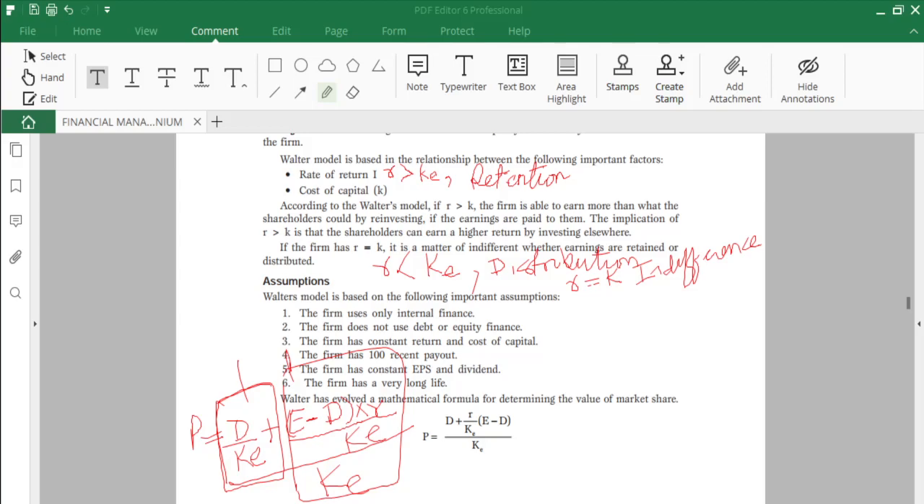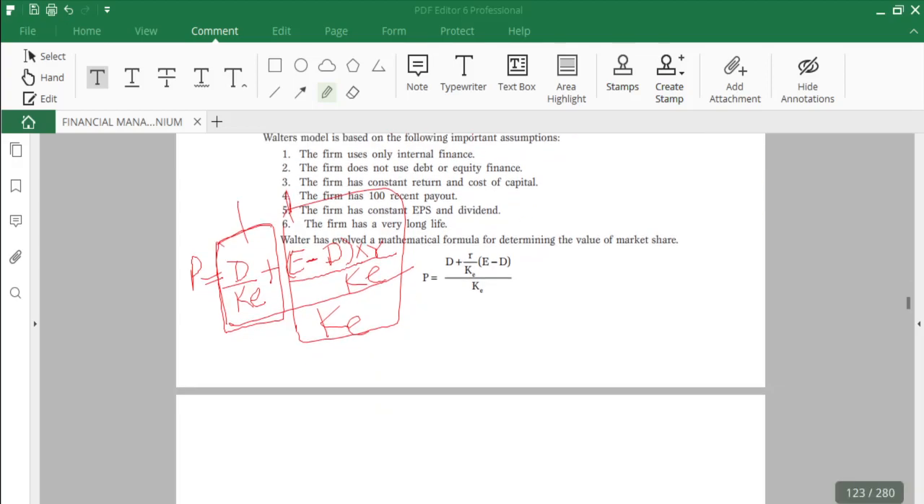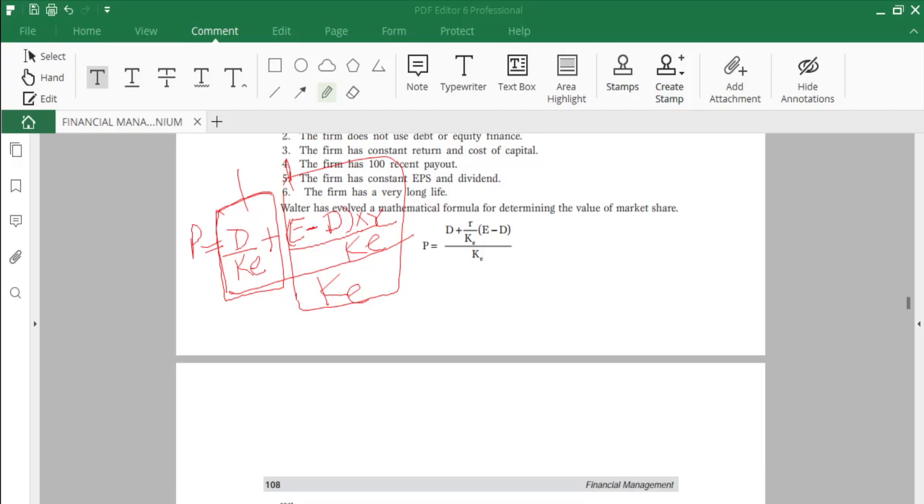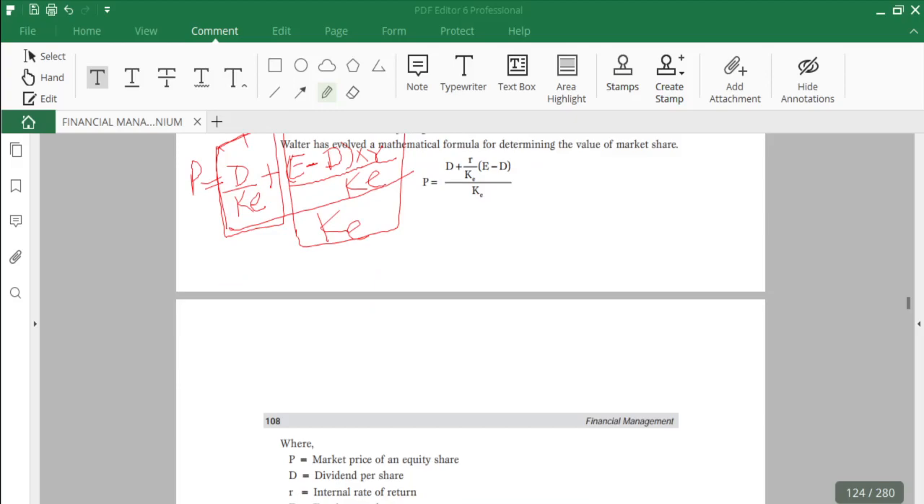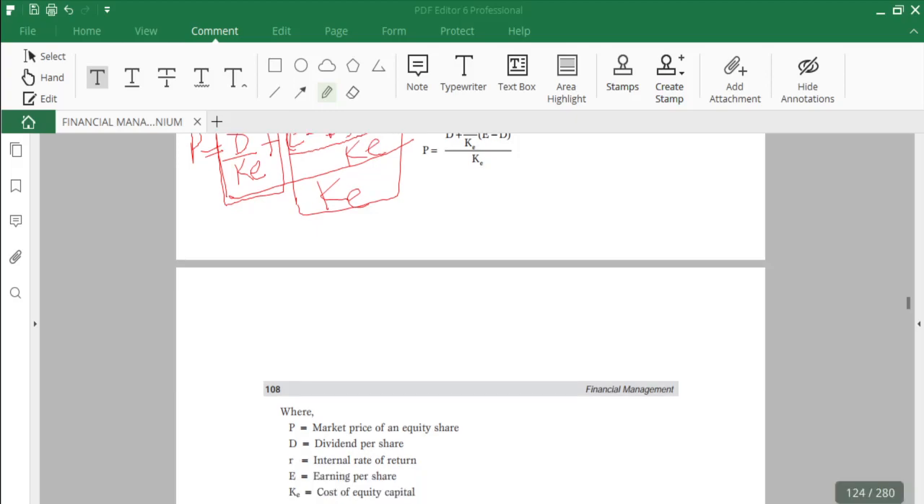Clear? So this is the formula you need to write. D is your dividend. KE is your cost of the capital. Here everything is written, dear students, you can have a look at it. P is the market price of an equity share. D is the dividend. R is the internal rate of return. E is the earning per share. K is the cost of the capital.